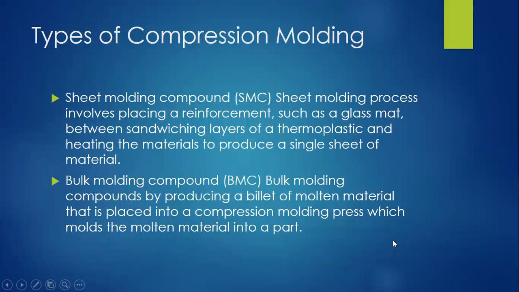What are the types of compression molding? The first one is SMC, or sheet molding compound. This process involves placing a reinforcement, such as a glass mat, between sandwiching layers of a thermoplastic and heating the materials to produce a single sheet of material. The second one is BMC, or bulk molding compound. These compounds produce a billet of molten material that is placed into a compression molding process, which molds the molten material into a part.